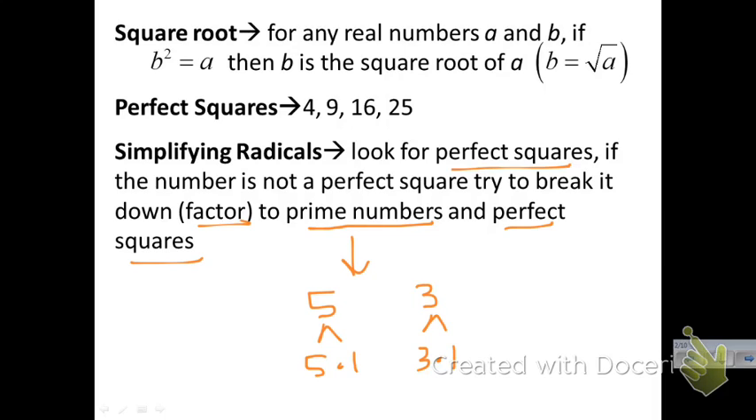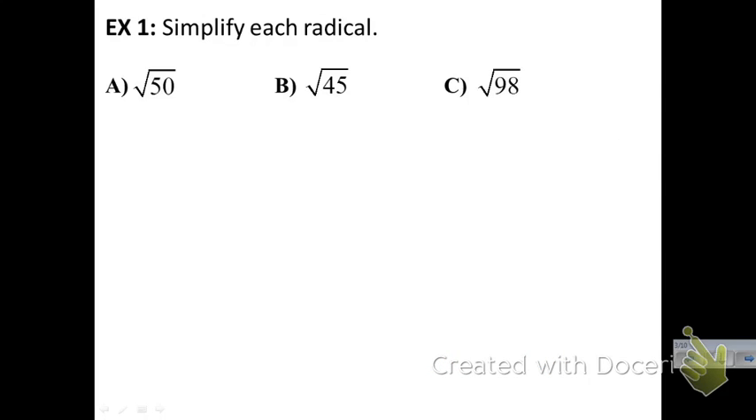7 is a prime number, 1 is a prime number, 2 is a prime number. We said that 9 is not because it breaks down to 3 times 3. So it has to be itself and 1 to be a prime number. Those are the only two numbers that will give you that number. So here we're going to simplify the radical.